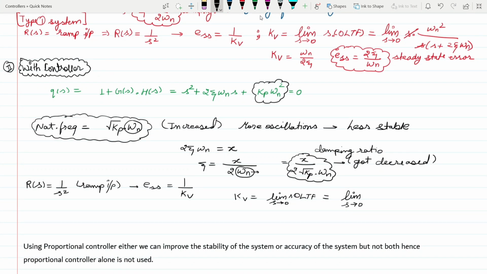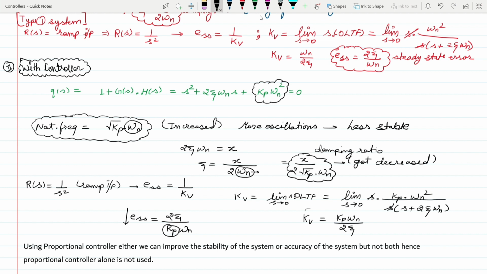So here s into the open loop transfer function is Kp into omega n square divided by s plus 2 zeta omega n. When you solve this limit, the Kv value is Kp omega n divided by 2 zeta. So the steady state error is 2 zeta divided by Kp into omega n. When you have Kp in the denominator, in general the steady state error will reduce. There is a reduction in steady state error.